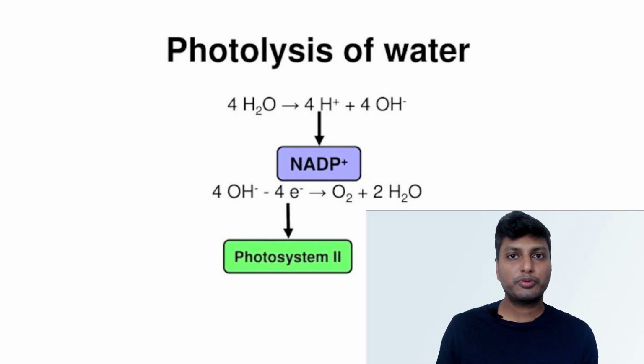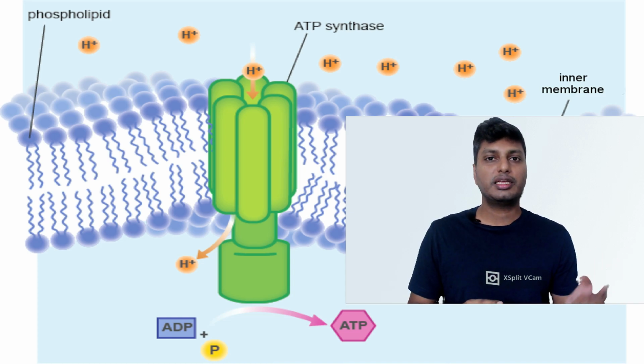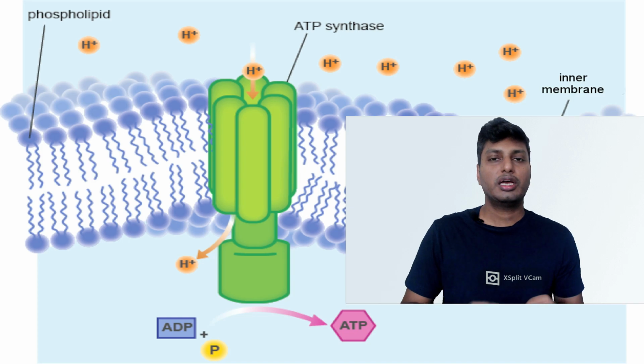So these protons which are released during the photolysis of water actually increase the concentration of protons in the lumen of the thylakoids. So dear students, because of these two following events, that is, one is the NADP is getting reduced to NADPH2 and the second event is photolysis of water. Because of these two events, the concentration of protons inside the lumen keeps on increasing compared to the concentration of protons outside, that is inside the stroma.